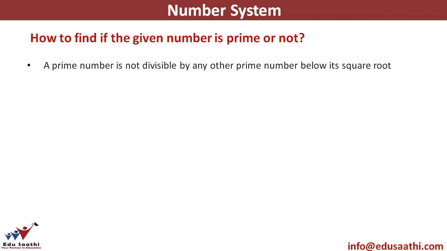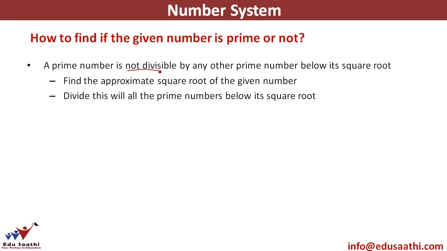Let's look at it. A prime number is not divisible by any number below its square root. I know that a prime number is only divisible by 1 and the number itself. If I just extend this, I will also realize that a prime number is not divisible by any other prime number below its square root. If it is divisible, it will not be a prime number. So what I do is, I find out the approximate square root of the given number.